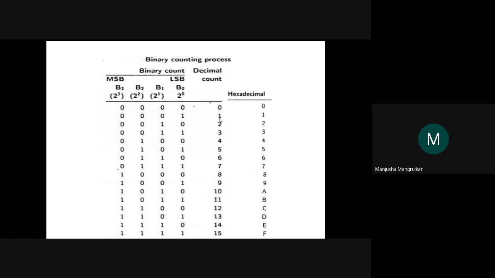Suppose it is a 0, so all the bits are 0. If it is a 1, then 2 to the power 0 is 1, so only 2 to the power 0 is high, rest all are low bits, and it represents 1. If it is 2, only 2 to the power 1, which is 2, is 1 and rest all are 0.